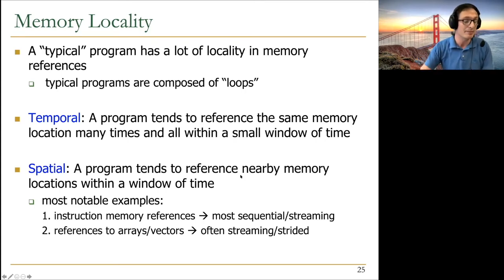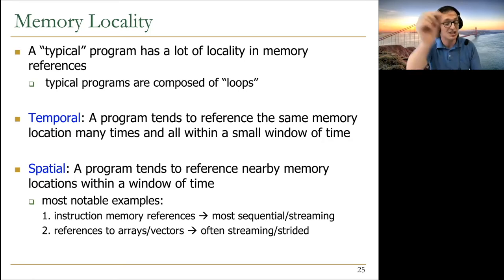Why does a program reference nearby memory locations within a window of time? Well, most notably, we've seen actually these two things. Instruction memory references, right? Whenever we're fetching instructions, we're going sequentially in the memory address space. We're fetching the instruction at PC, program counter, and then program counter plus 4, and then program counter plus 8. So every time we're incrementing program counter by 4, which means that we're going sequentially in memory, which means that we have good spatial locality. We're accessing nearby memory locations as we go forward in the instruction stream. So this is broken only when we change the control flow, all right? But even when we change the control flow, if the target address of a branch is to a nearby memory location, then you still have spatial locality, basically. Okay, so that's an example of why spatial locality exists because of instruction memory references.